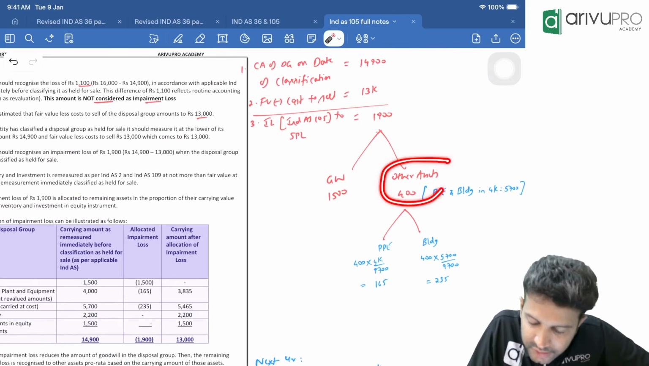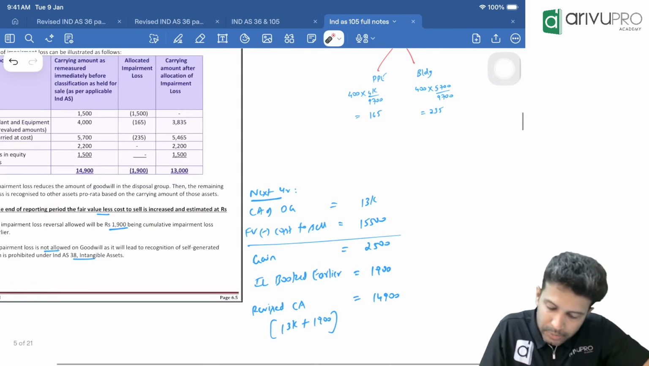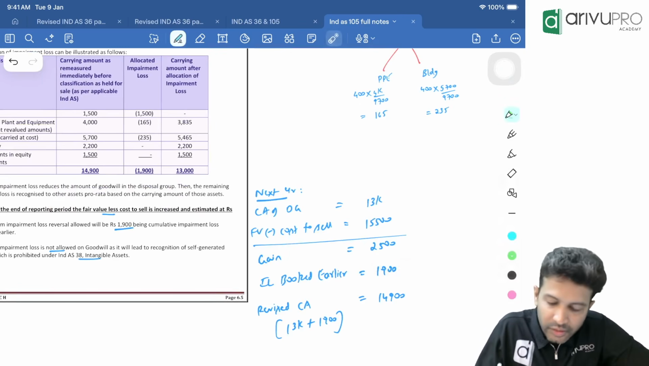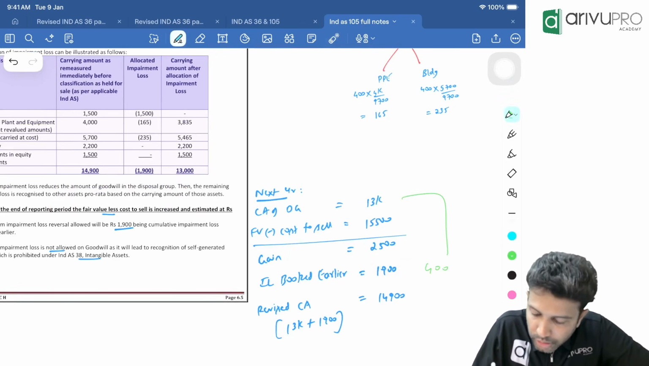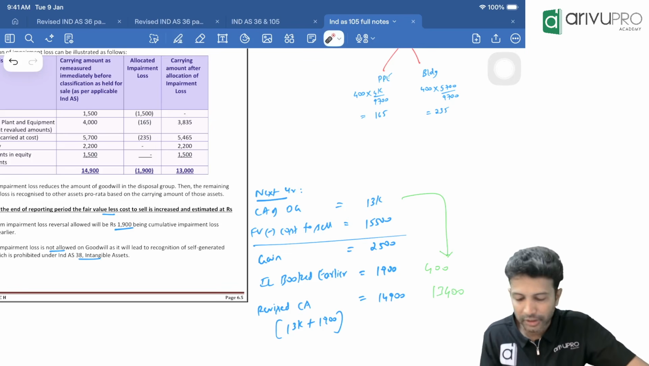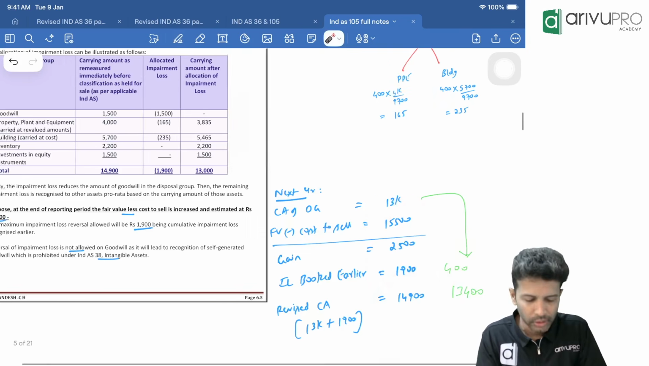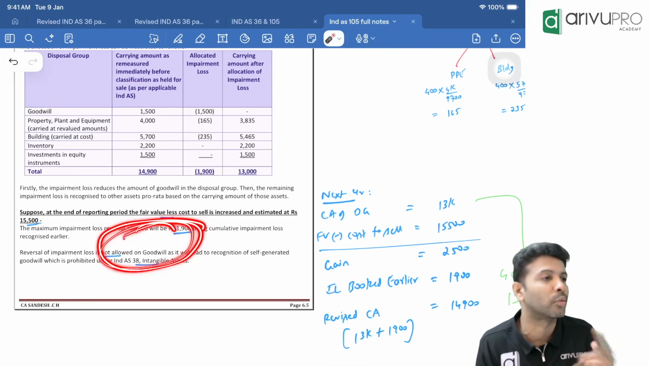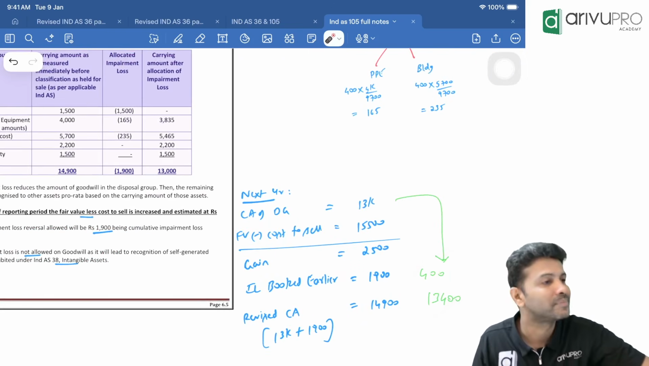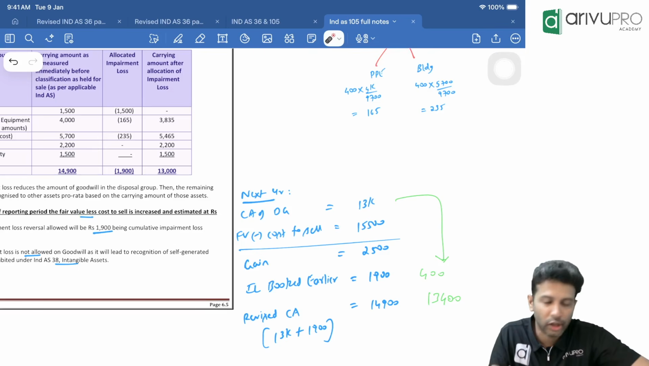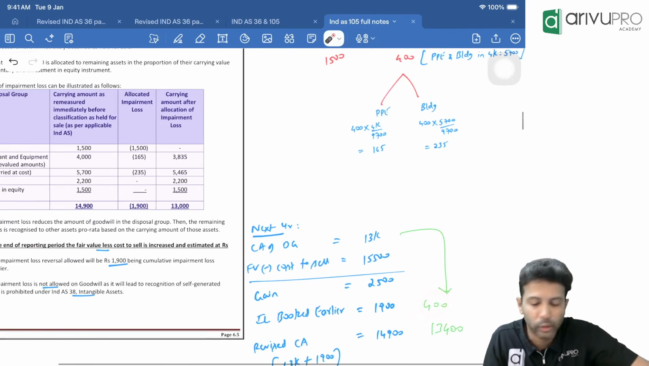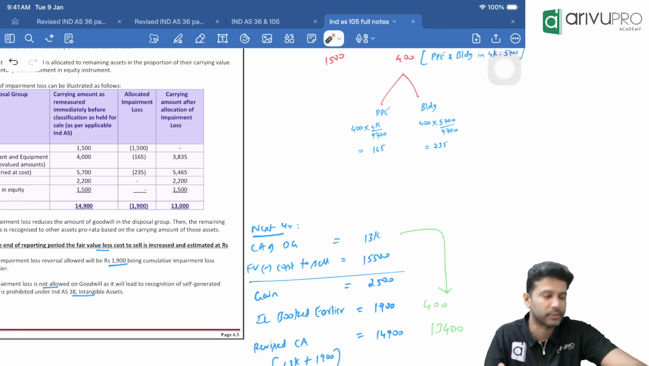How much is the impairment loss you booked on the other asset? 400. So the maximum impairment loss reversal allowed should be only 400. So that means the revised carrying amount should become 13,000 plus 400. It should become 13,400. This is my opinion. But this is what the ICAI solution is telling. According to me, this is a typo because they have given contradictory thoughts over here. So according to me, this is the right solution. Understood? Okay, Harish, thanks for pointing that out. So maximum impairment loss reversal allowed should be, in my opinion, 400. Only 400 you will reverse and get the carrying amount to 13,400. This is my interpretation.